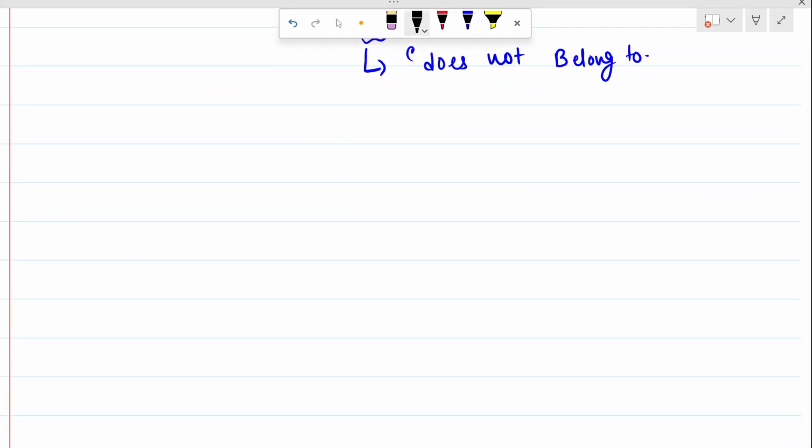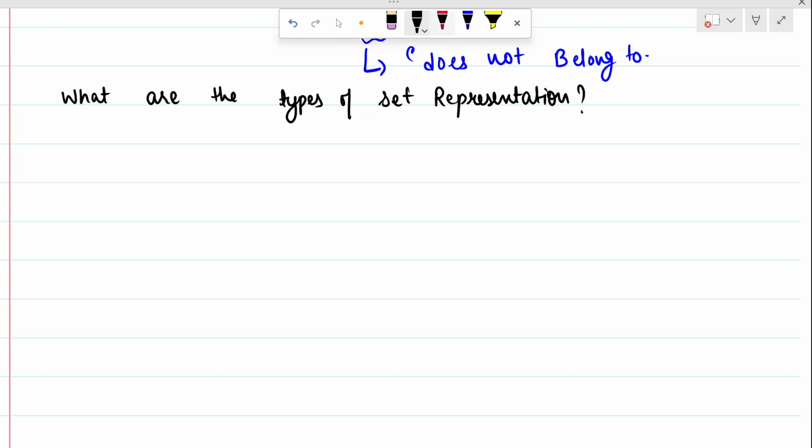Next we will discuss the types of set representation. There are two types. First is roster form, or we can call it tabular form. Second is set builder form.